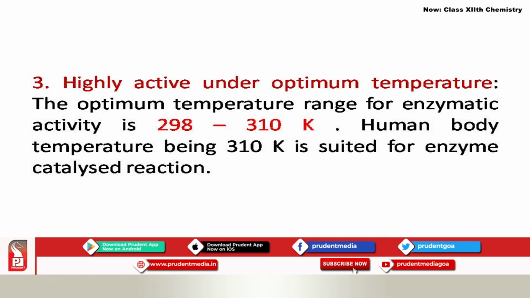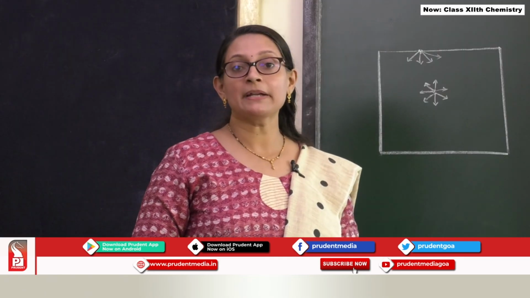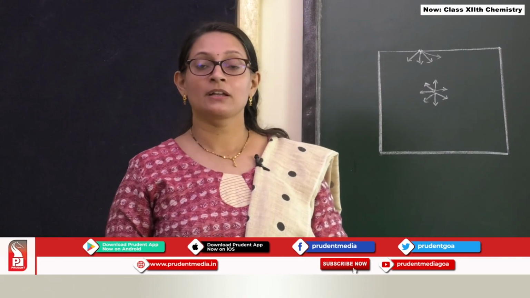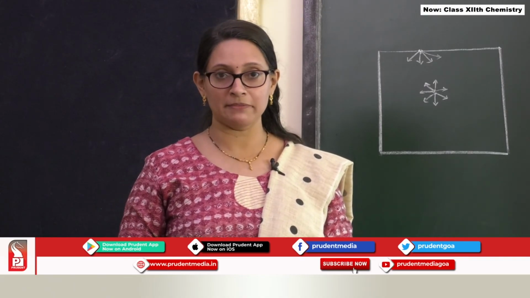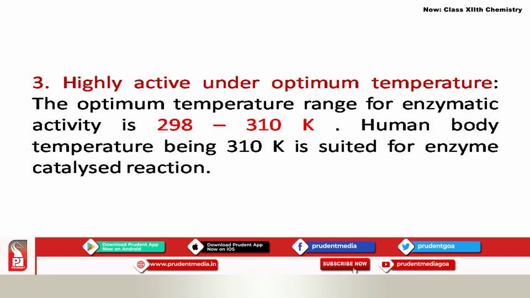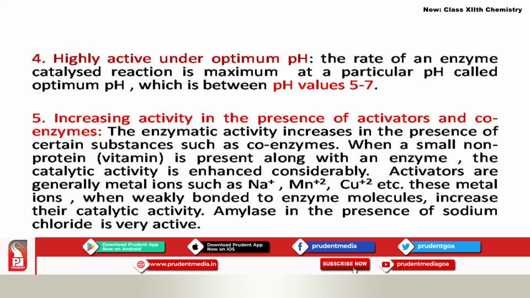They are highly active under optimum temperature. Now optimum temperature is the temperature at which the enzyme is going to show its highest activity, and this temperature range is always between 298 to 310 Kelvin, and our body temperature is also 310 Kelvin. So our body temperature is suitable for the enzymes' optimum activity. Highly active under optimum pH. Now what is this optimum pH? Of course it is the pH value at which the enzyme shows its maximum activity. So the optimum pH value here is between 5 to 7.